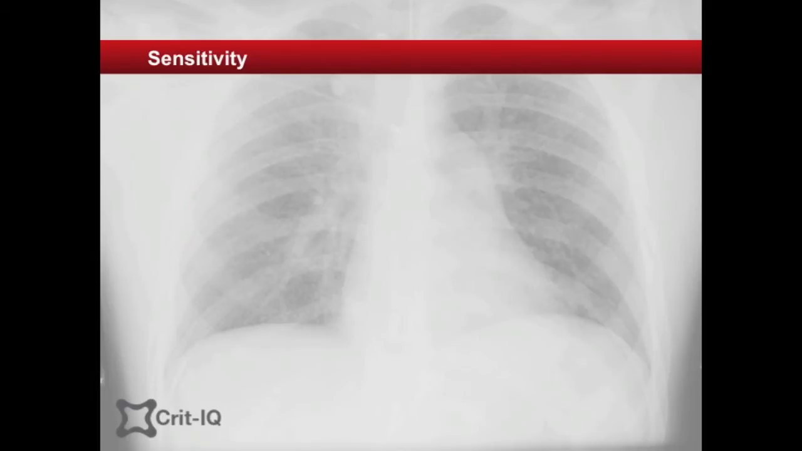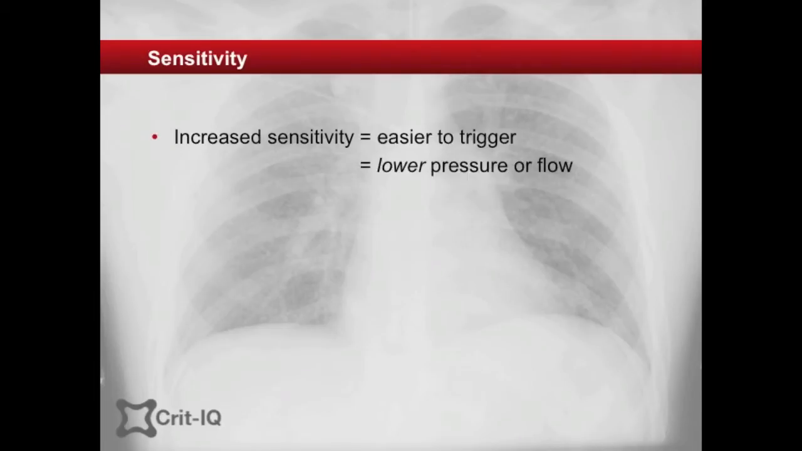It is worth noting that increasing the sensitivity involves decreasing the flow or pressure required to trigger the ventilator. For example, the ventilator is more sensitive to the patient's needs if the flow trigger is reduced from 2 litres per minute to say 1.5 litres per minute. That is, the patient only needs to divert 1.5 litres per minute of flow away from the bias flow to trigger the ventilator.